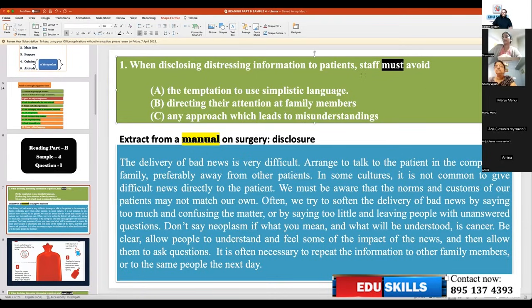When disclosing distressing information to patients, staff must avoid. First option, the temptation to use simplistic language, directing their attention at family members, any approach which leads to misunderstandings. Now, from our general knowledge, what do you feel about these options? When you are disclosing distressing information, you are disclosing sad news. Maybe someone has got cancer or some condition which is very shocking. Now, the first option says, don't use simple language. Use all medical jargon.